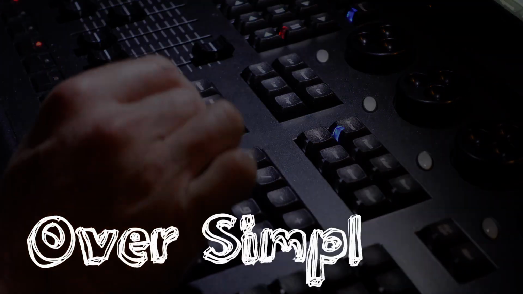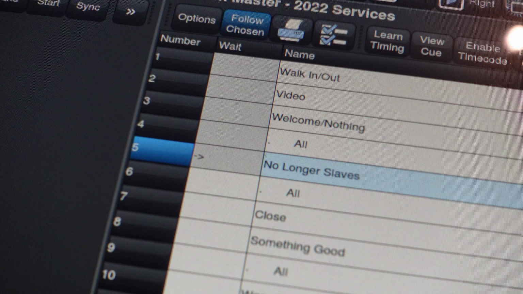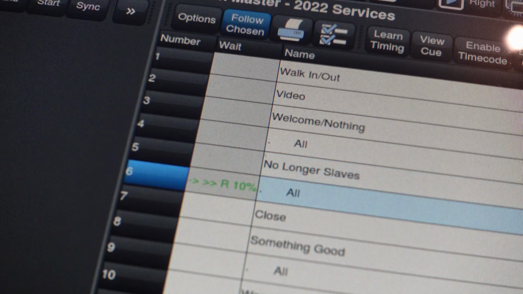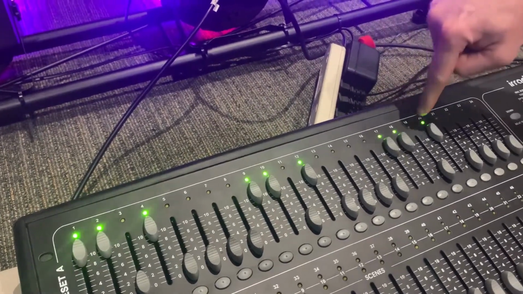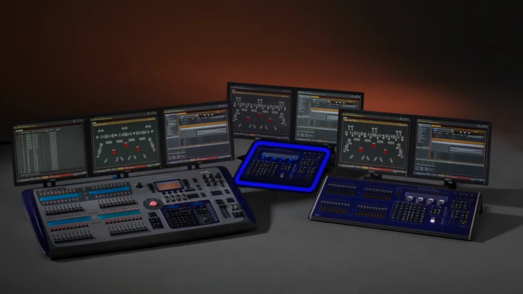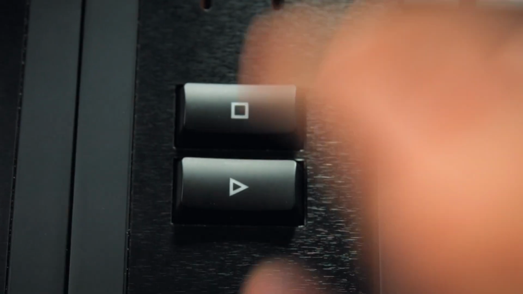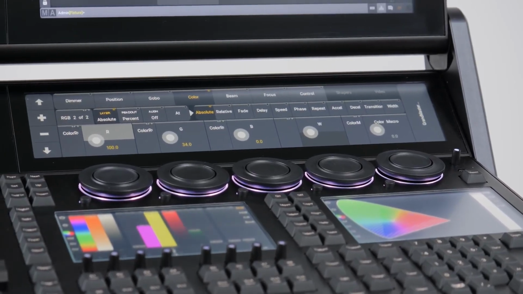Welcome to Over Simplified. When programming lighting boards, there are two ways of conceptualizing how a lighting board thinks. We have presets and tracking. Preset boards are generally the smaller, simpler boards, though there have been attempts at making a professional level preset board, but professionals have overwhelmingly gone with tracking, with Ion, Hog, and MA being some of the most popular.